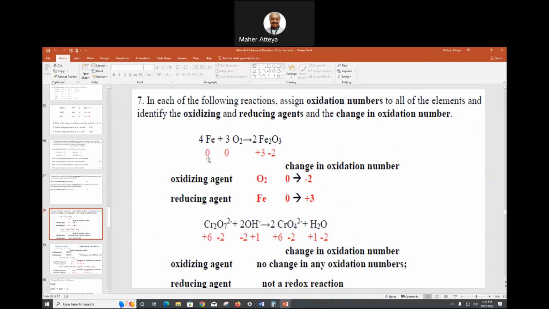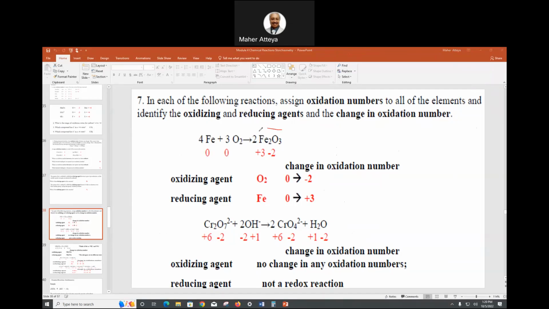So let's look at this. Iron by itself here is 0. Neutral, nothing there. It's an atom by itself. A metal by itself is 0. Oxidation number, no charge on it. Oxygen, we said those two molecules are always 0. But here, now it's changing a little bit.